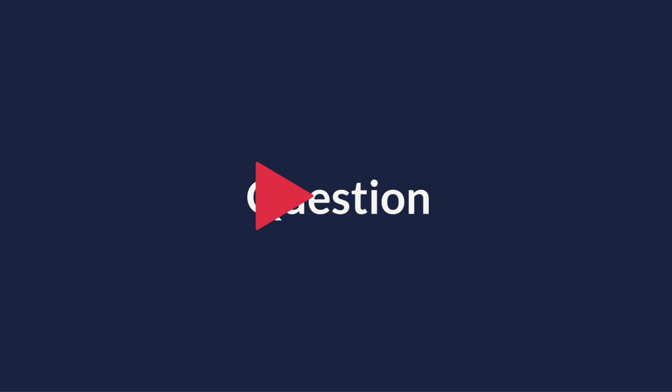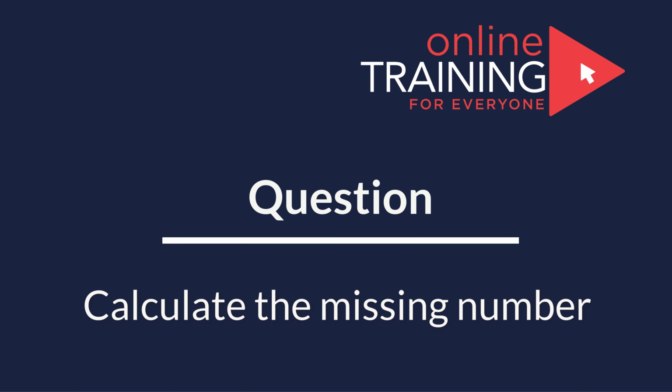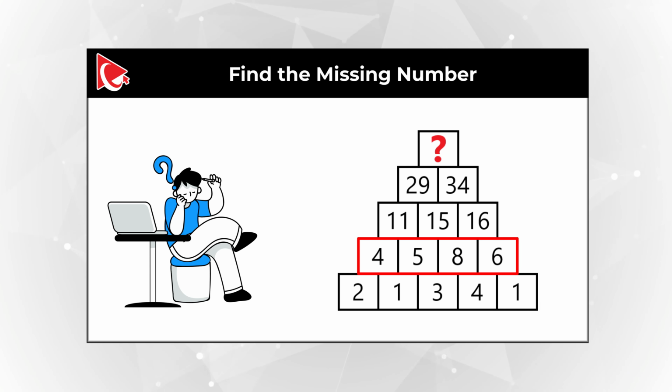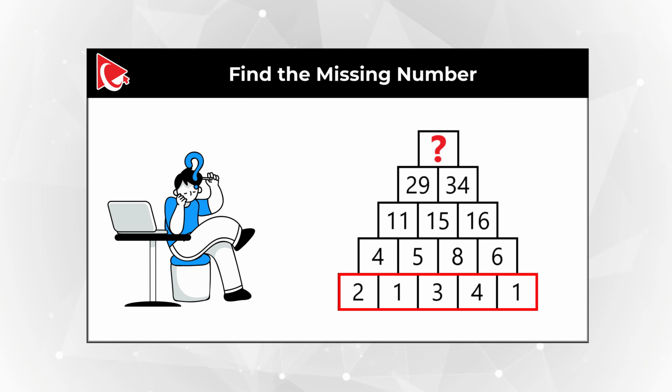Here's a tricky problem that you might find challenging to solve. You're presented with the pyramid. Top of the pyramid starts with the missing number that you need to calculate. If you go down, second row contains numbers 29 and 34. Next row contains numbers 11, 15 and 16. Following row has numbers 4, 5, 8 and 6. And then the last row has numbers 2, 1, 3, 4 and 1.